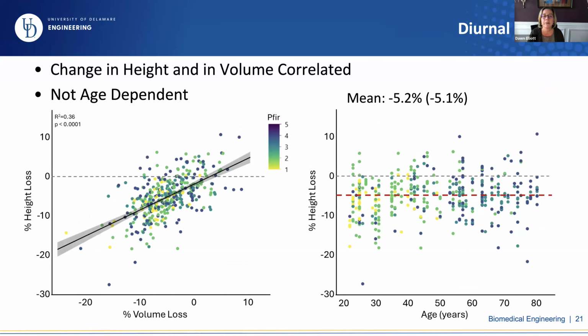So looking at diurnal loading, and I'm only going to be reporting mostly diurnal loading effects today, we see on this plot on the left that the percent height loss and the percent volume loss from morning to night is highly correlated. So if the height goes down, the volume changes similarly. And what I'm showing in the other plot on the right is the percent height loss is not dependent on age. So you get about 5% compression from morning to night on your disc and it's not age dependent.